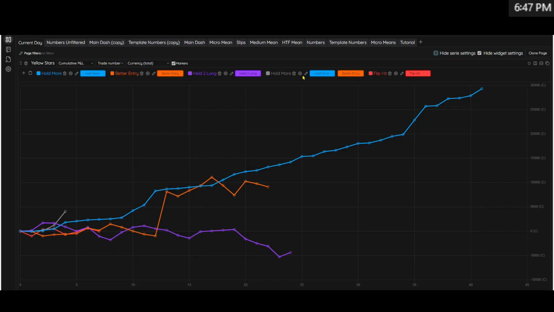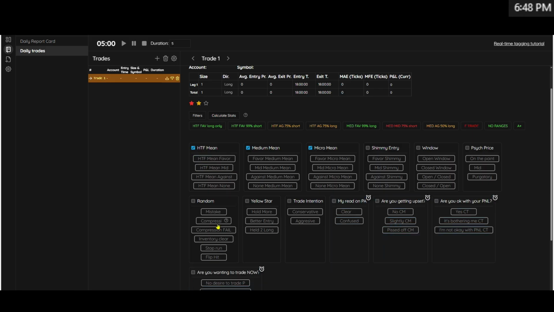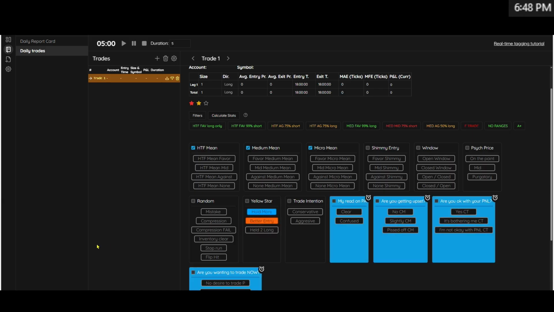Now we do have some hybrid where it's hold more, better entry. This tag group is not exclusive. I can have hold more and better entry combination, or I can have a better entry held too long combination, which is not being displayed here. So when we look at all my tags, they are all exclusive, where I can only have one tag group picked at any given time, except for the yellow star grouping. I can have two in there at the same time.